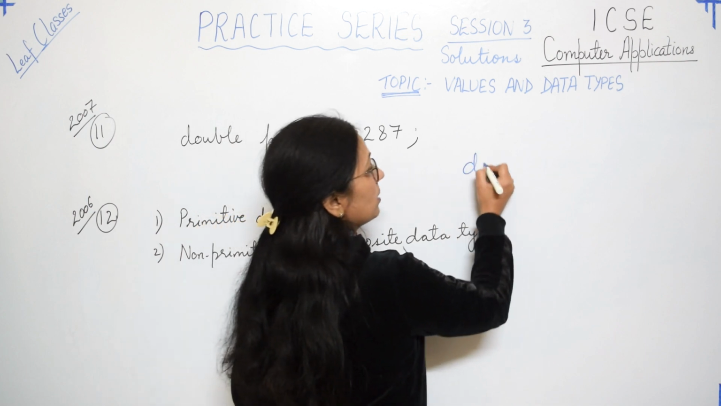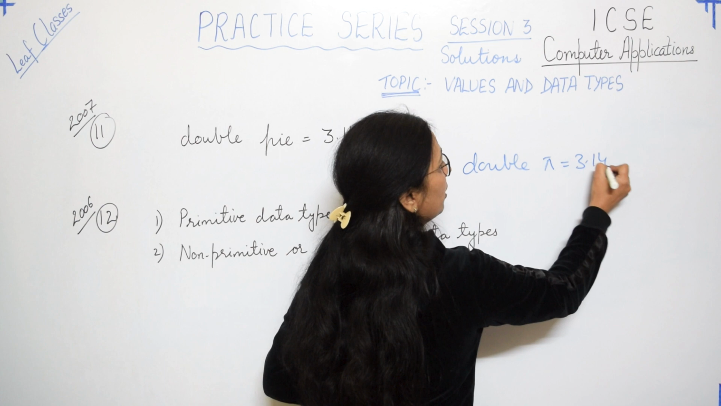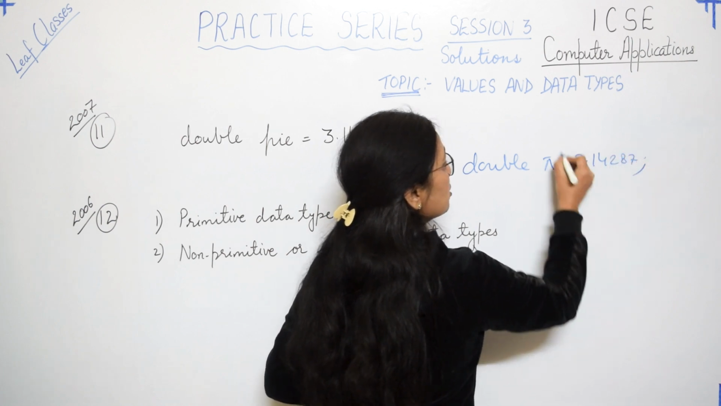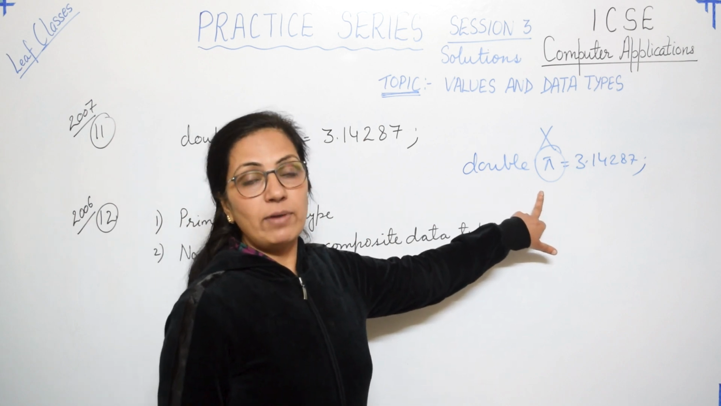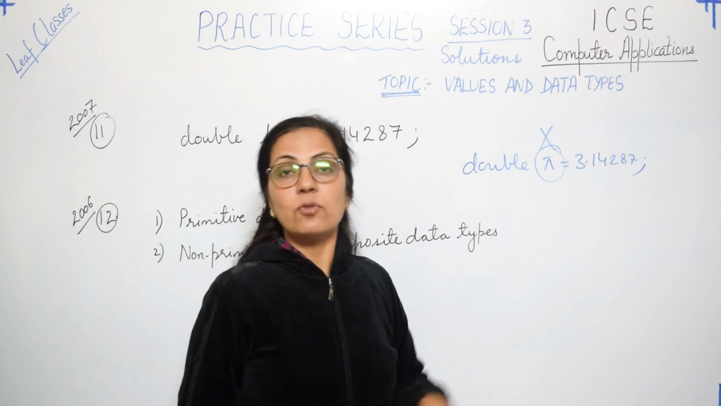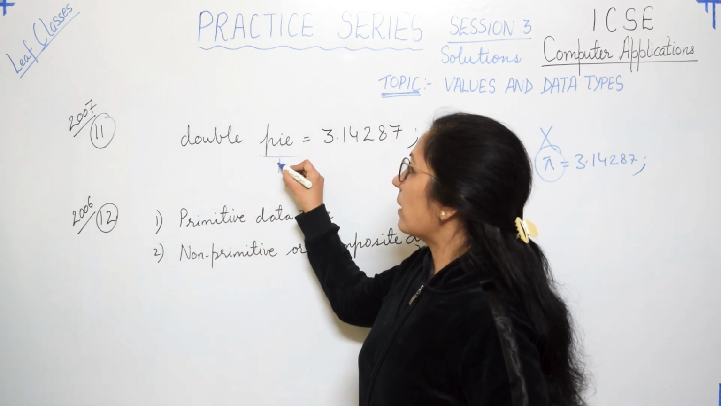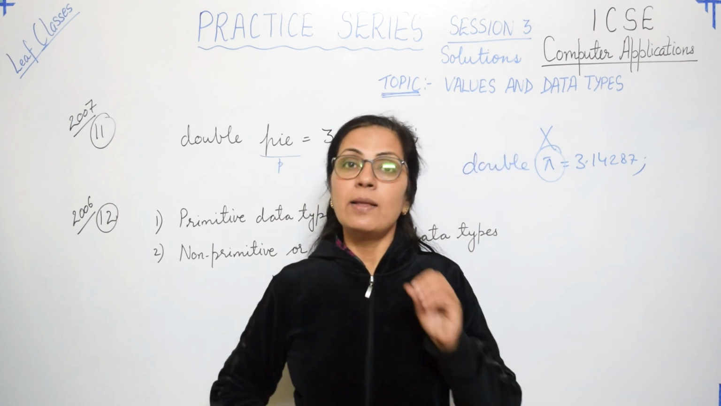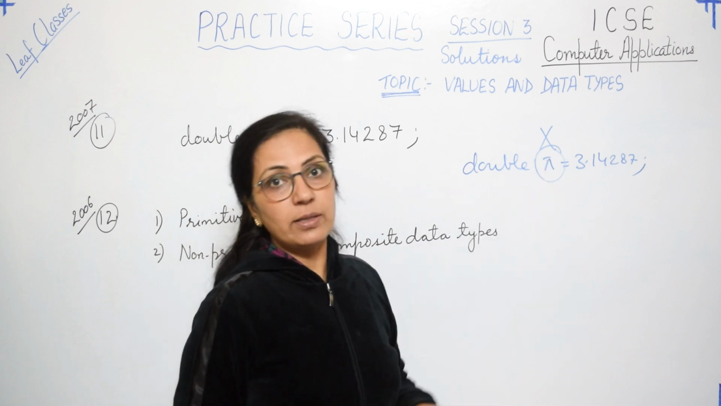Children, many children write like this: double, the pi symbol, equals 3.14287. This is wrong. This symbol is not the correct symbol for a variable name. So please avoid writing symbols for variable names. You have to use pi. You can take pi, you can take p or any other correct variable name, but you cannot use the pi symbol for the variable name.